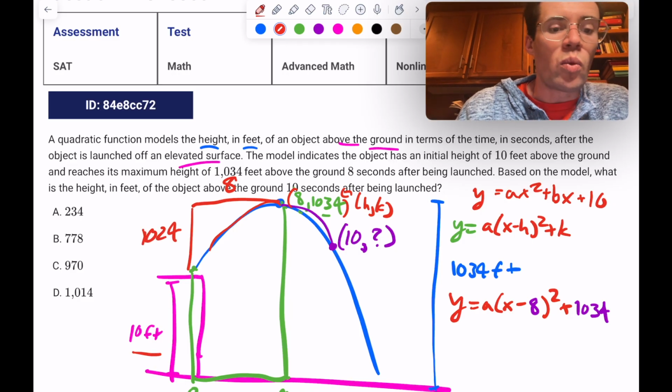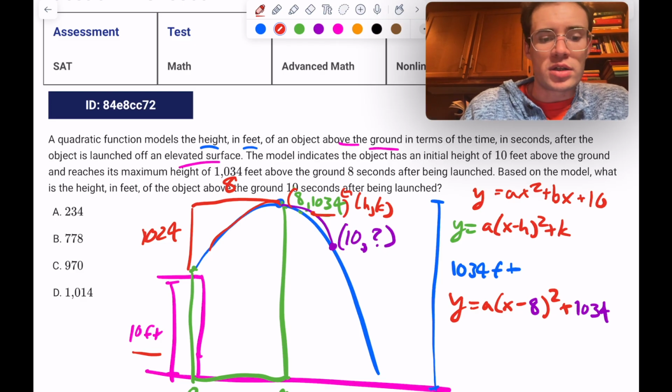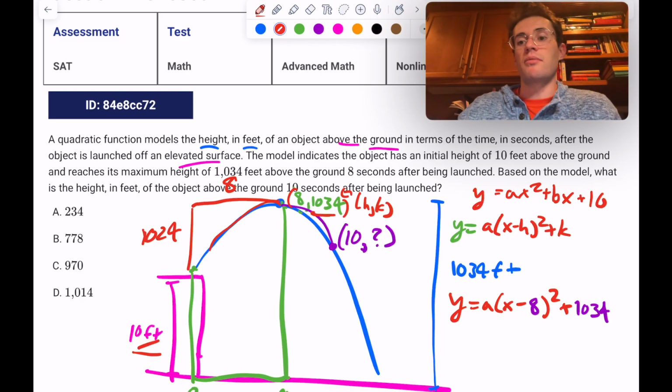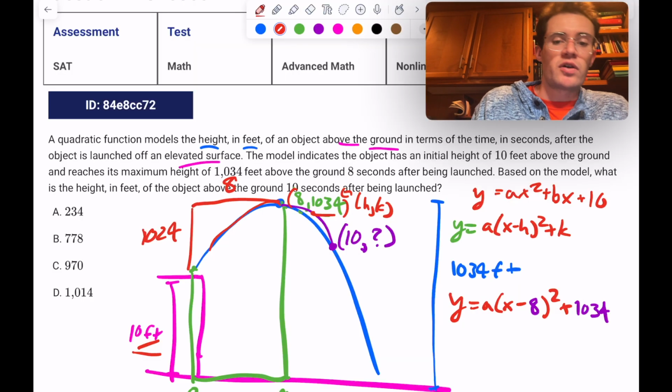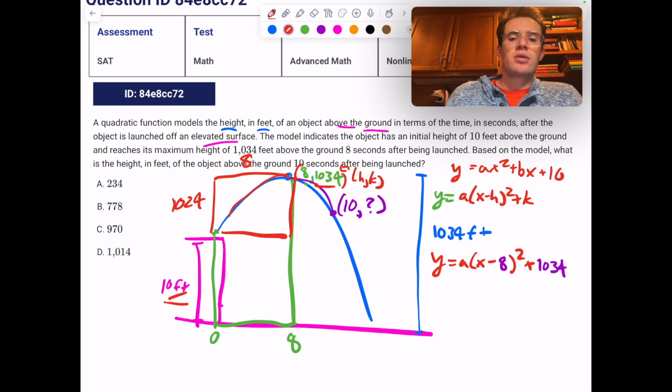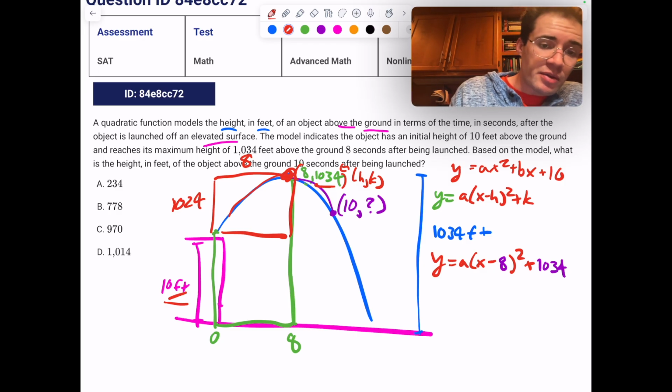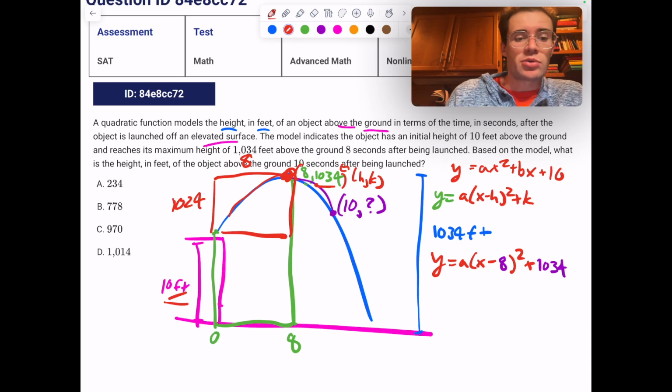So you could think, right, because it went from 1034 to 10. Technically, I'm working backwards in time. It went up from 10 to 1034 in that time. So it went over 8. How much did the y change? The way you usually want to count it is from the vertex. Right? So it's moving 8 from the vertex, and then it moved down 1024.